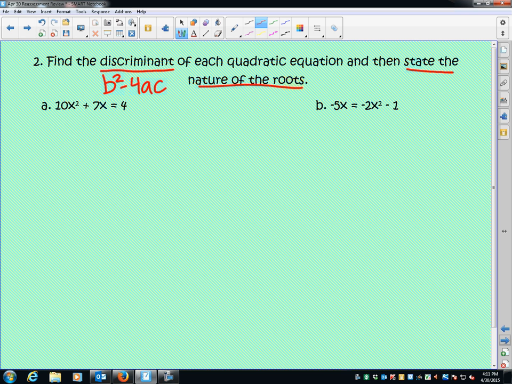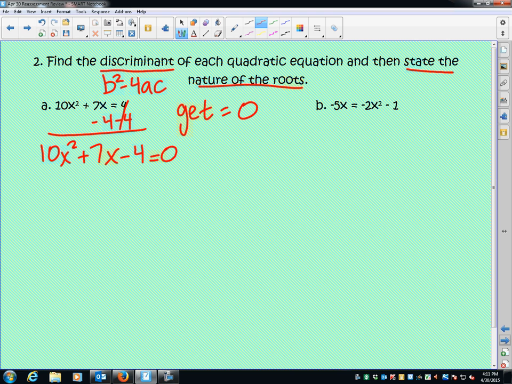Okay, before we get started, you must get them equal to 0. So the first thing we're going to do is minus 4 to both sides. So 10x squared plus 7x minus 4. Notice these are not like terms, so I cannot add any of them together. Okay, and so now I'm going to do my calculations. B squared, so this is my a. Remember the coefficient of the first term, b, and then c is my constant. So b squared minus 4 times a times c.